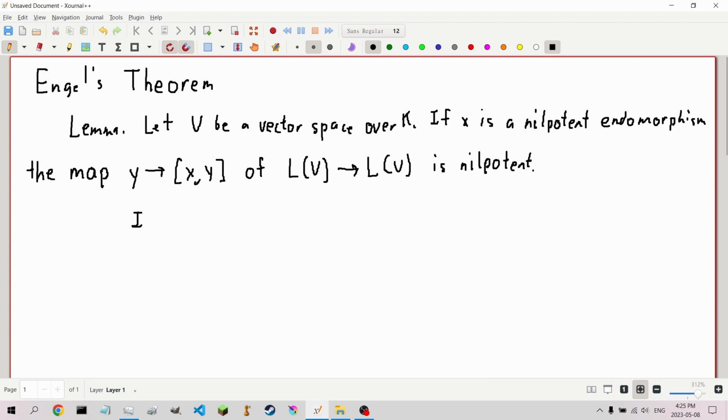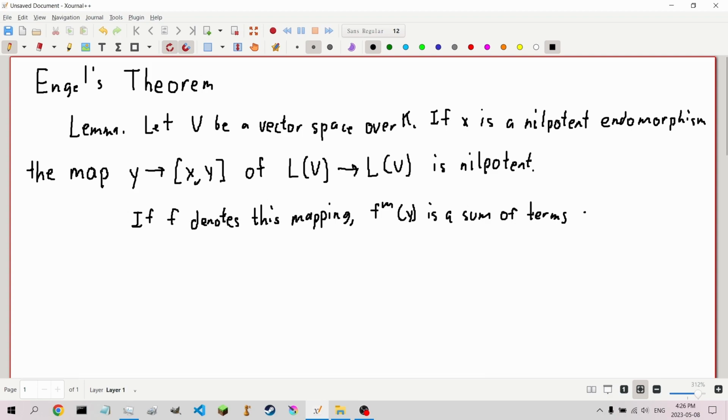Now we note, if F denotes this mapping, then our iterate F^m of Y is a sum of terms of the form plus or minus X^i Y X^j, with i plus j equals m.